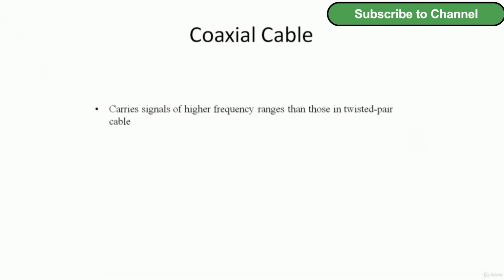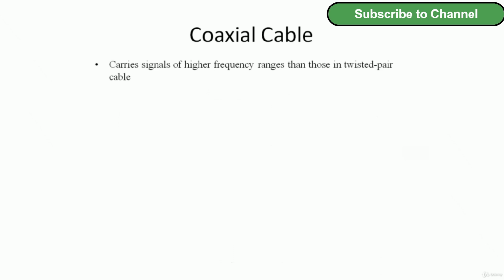Then the next invention is the coaxial cable. The disadvantages of these UTP and STP are eliminated here by this coaxial cable. It carries signals of higher frequency ranges than those in the twisted pair. As we have seen in the performance of the twisted pair cable, as the frequency increases, the attenuation increases. So the remedy for that is the coaxial cable. It carries signals of higher frequency ranges than the twisted pair cable.